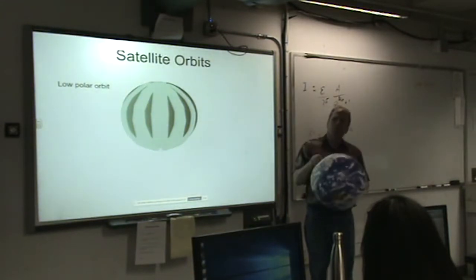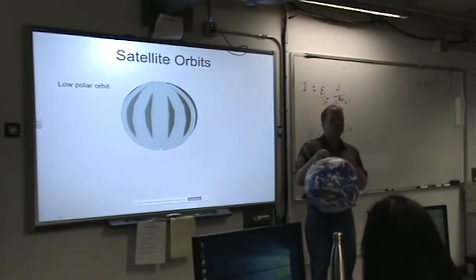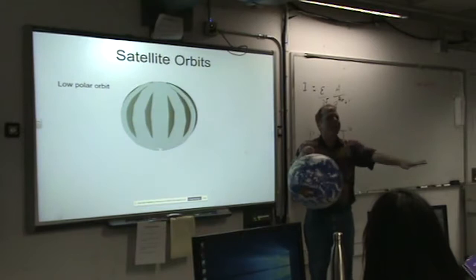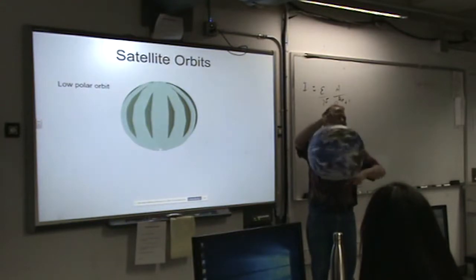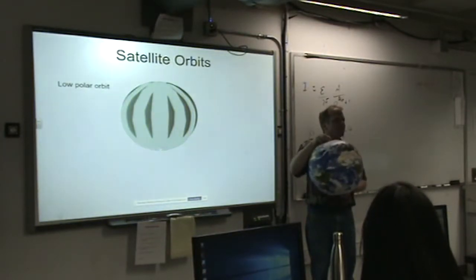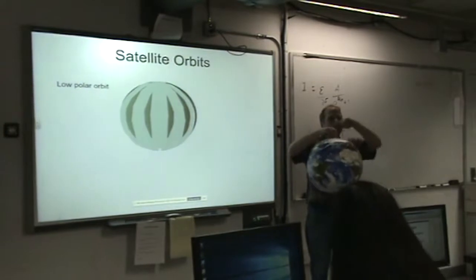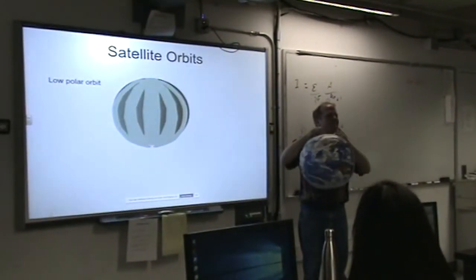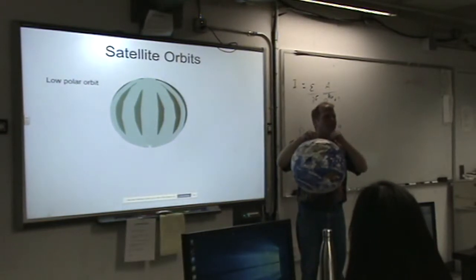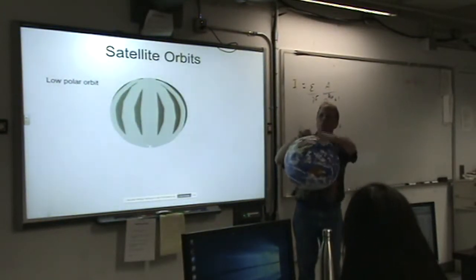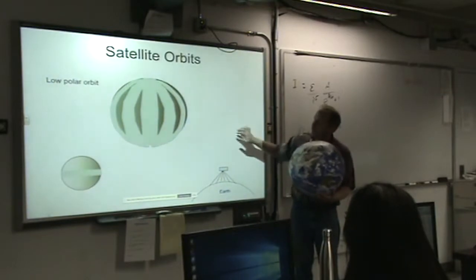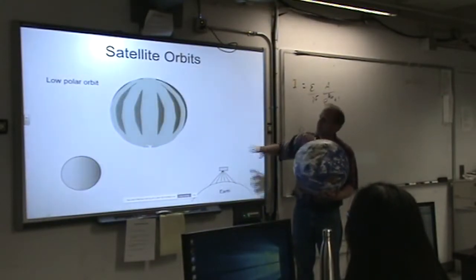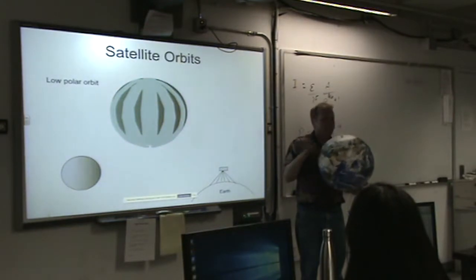Now, how long do you think it takes for one orbit? Without looking at your PowerPoint, how long do you think it would take for the satellite to go around the Earth once? A day? 365 days? 24 hours? Remember, this is going around in hours. Yeah, 90 minutes. Yeah, he looked at his PowerPoint. Okay? It turns out that if you're in low Earth orbit, it takes about 90 minutes. We'll look at that later.